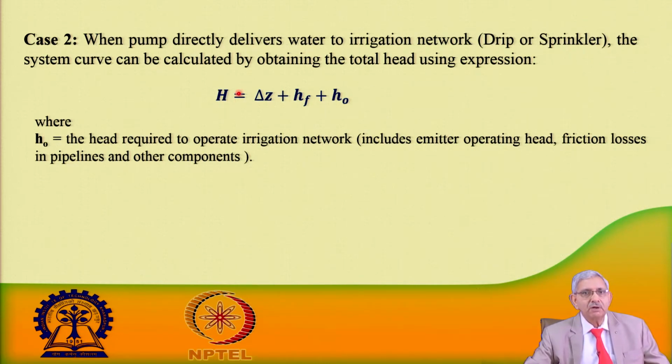So, the system curve can be calculated by using the following relationship, where the total head H is given by the elevation difference plus the head loss due to friction plus the head required to operate the irrigation network, where drippers, micro sprinklers or overhead sprinklers are used. So, how much pressure it requires to operate, plus the frictional loss in the pipeline, is taken care of by HF.